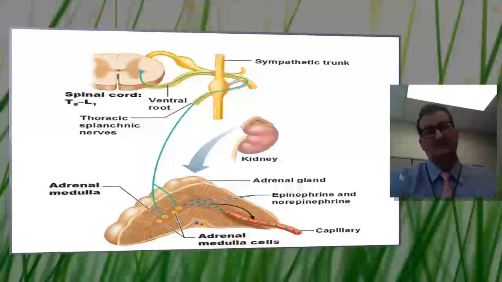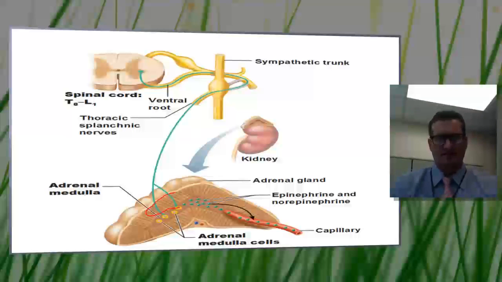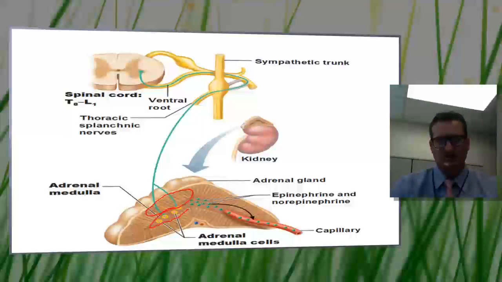The sympathetic system also utilizes the adrenal glands, which are part of the endocrine system. Sympathetic preganglionic fibers pass through the outer cortex, which is here. This is the outer cortex area of the adrenal gland, and terminate in the center, called the adrenal medulla. So the center area here is the adrenal medulla. When stimulated, the adrenal gland secretes a mixture of epinephrine, also known as adrenaline, and norepinephrine directly into the bloodstream.